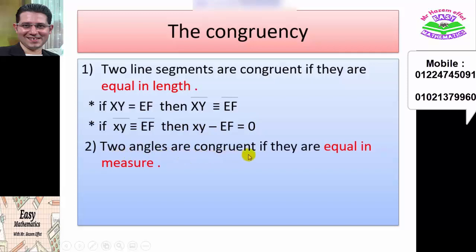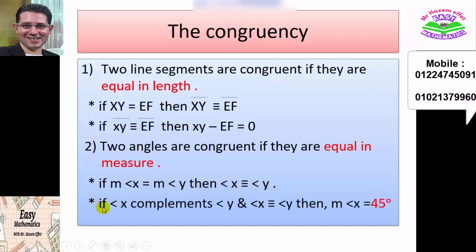Two angles are congruent if they are equal in measure. Again, we can say two angles are congruent if they are equal in measure. Let's see, if measure of angle X equals measure of angle Y, then we can say angle X is congruent with angle Y. But note something: when we say measure of angle X, we use the sign equal with measure of angle Y. But when we use the sign congruent, we don't write the abbreviated word m. Just say angle X congruent with angle Y.